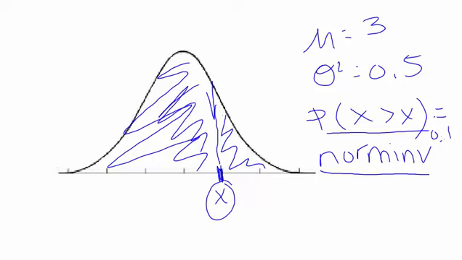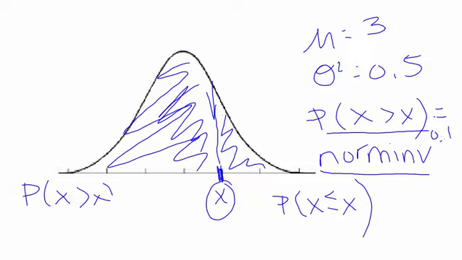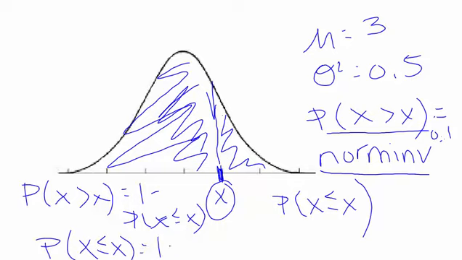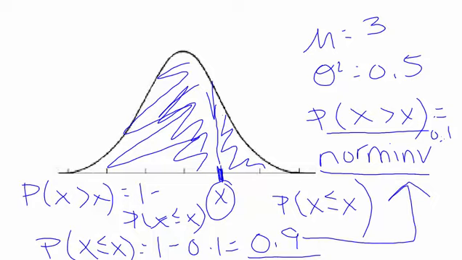This interval is described using p equals x less than or equal to small x. What we know is that P of x being greater than x is equal to 1 minus P of x less than or equal to x. If we do some algebra and rearrange, we get P of x being less than or equal to x equal to 1 minus 0.1, which is equal to 0.9. This is the probability that we're then going to plug into our equation when we go to use Excel.